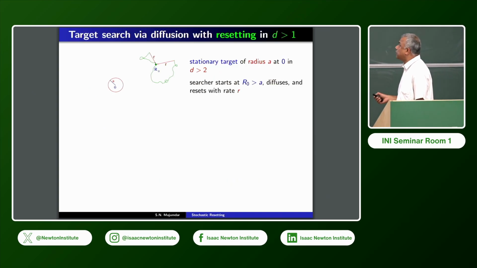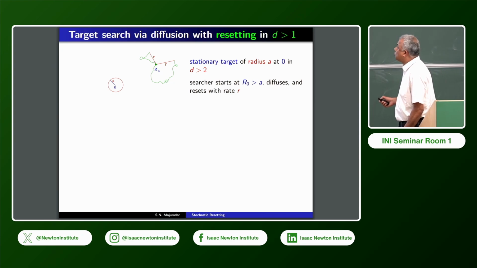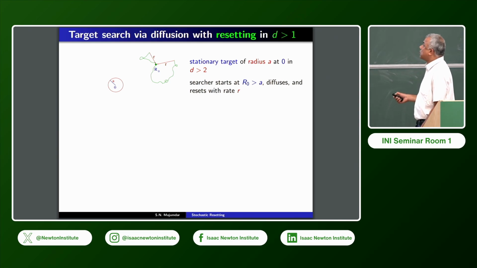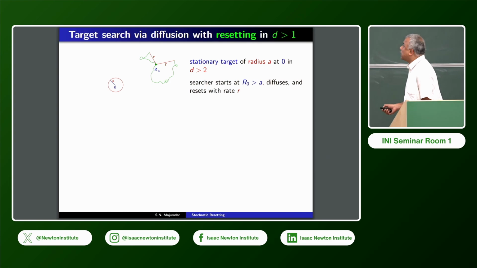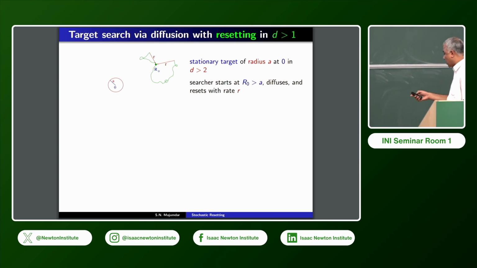Say, for example, in d bigger than 2, of course, you cannot have a point target for a Brownian motion. You have to put a target with a finite size cutoff. Otherwise, the Brownian motion will always miss a point target with probability 1. And so now you can again say that your searcher starts at R0, and it does Brownian diffusion, and then with rate R, it comes back to the starting point, and it continues. And again, you can compute very easily.